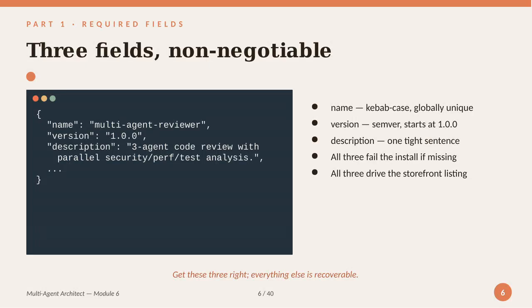The plugin.json file has 3 required fields. Get any one wrong, and the install fails. Name. Kebab case. Globally unique across the plugin ecosystem you're publishing to. The name shows up in error messages, in command line invocations, in the storefront URL. Pick something descriptive, but tight. Multi-agent reviewer is good. My cool thing is not.